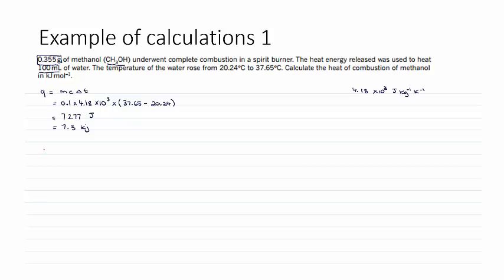So first step, we're going to work out the molar mass of methanol. Carbon is worth 12.01. We've got 3 lots of hydrogen, plus 1 lot of oxygen and another hydrogen. So that works out to be 32.042 grams per mole. Okay, now we're in a position where we can work out the number of moles of methanol by doing mass over molar mass.